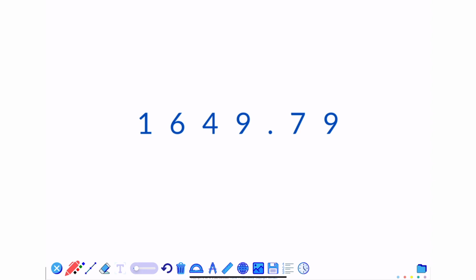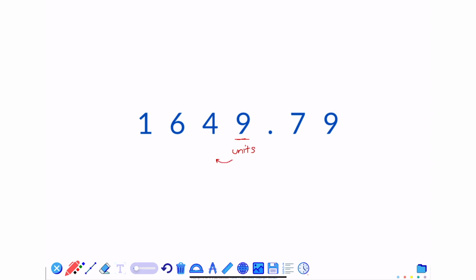In this video, we're going to be looking at place value. I've got the number 1649.79. This 9 has a place value. This represents units, or ones.